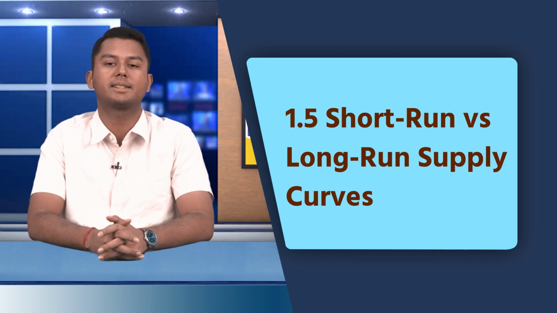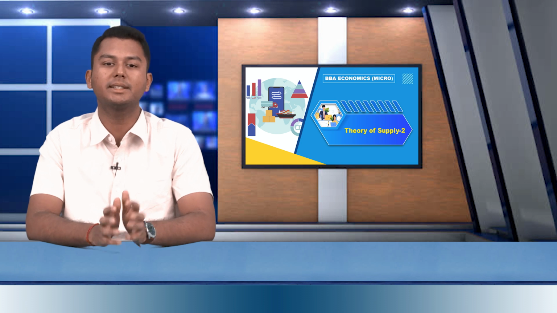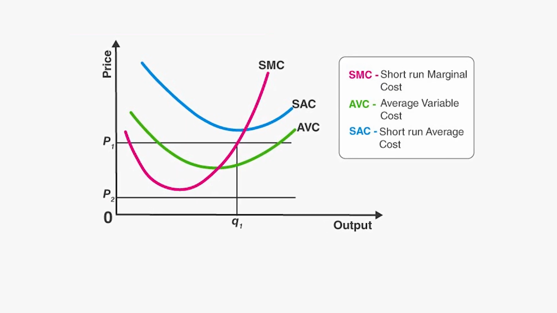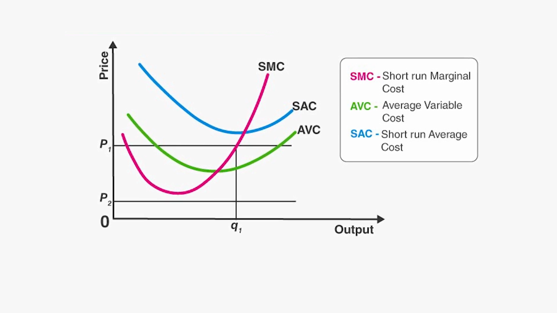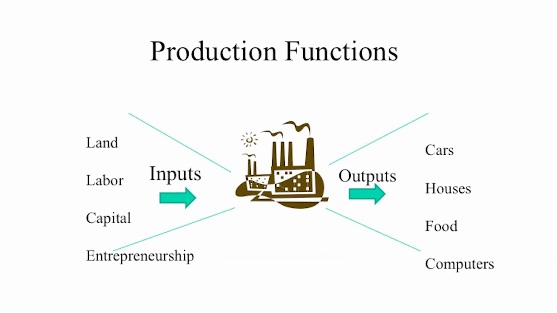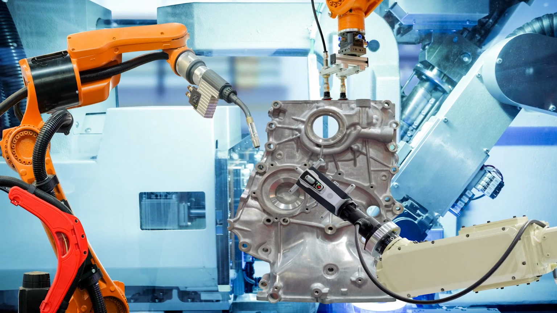Let us now quickly talk about short run versus long run supply curves. Short run supply curves reflect production decisions when some factors of production are fixed. Producers can adjust variable inputs like labor and material but cannot change factory size or major equipment. Long run supply curves allow for adjustment of all production factors. Producers can build new facilities, adopt new technologies and completely reconfigure production systems in response to price signals.